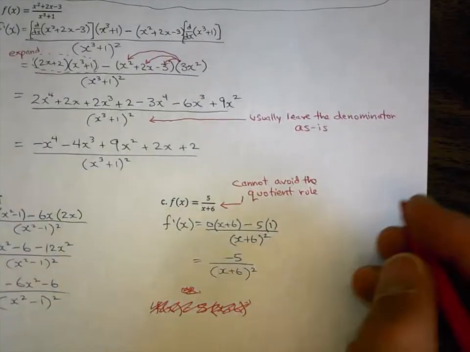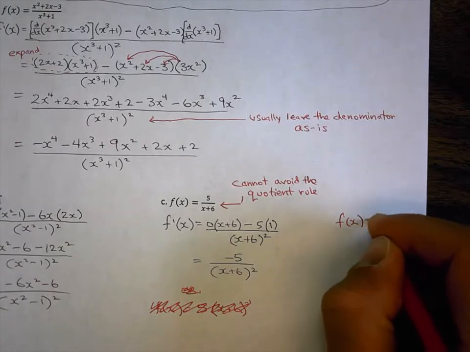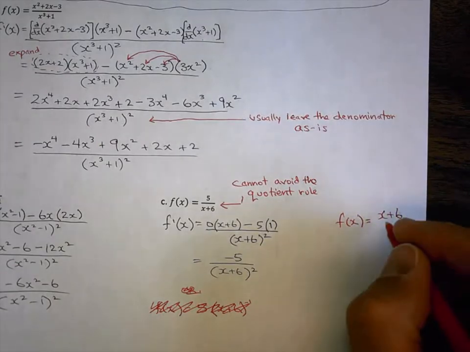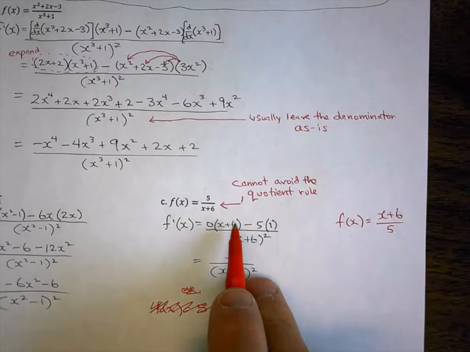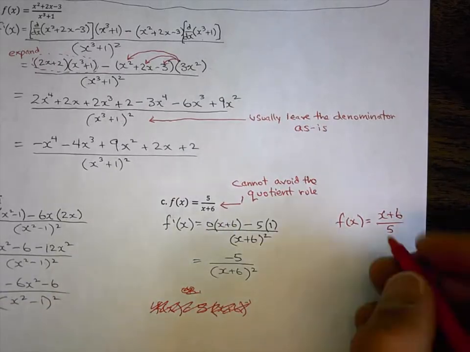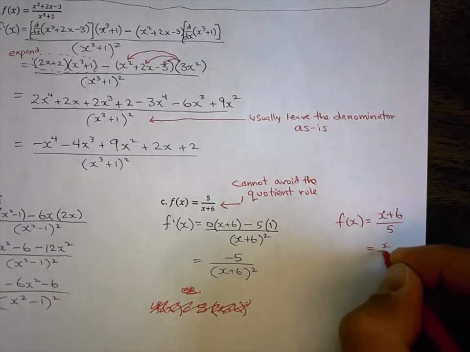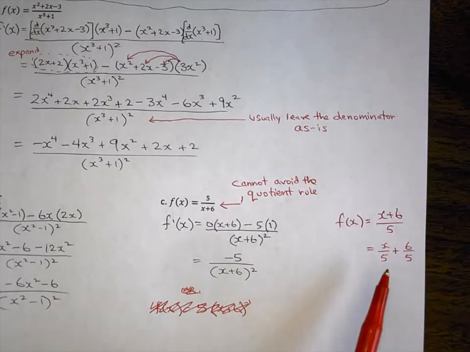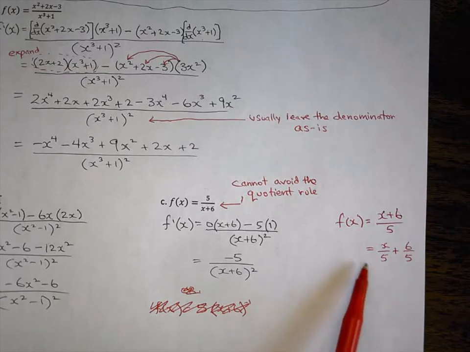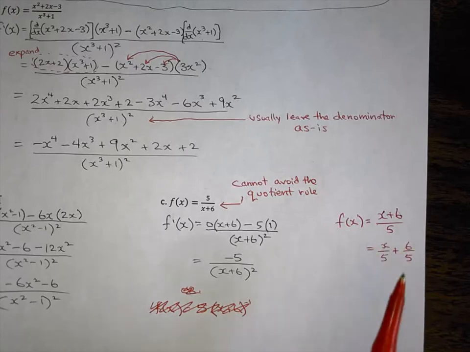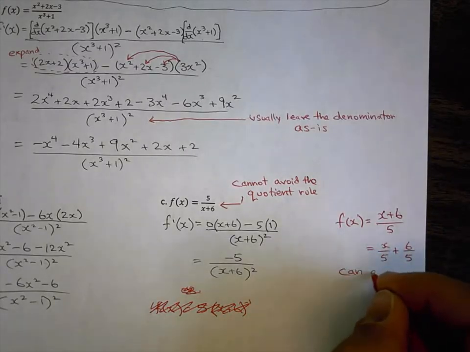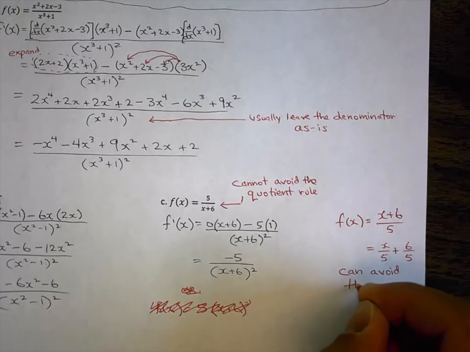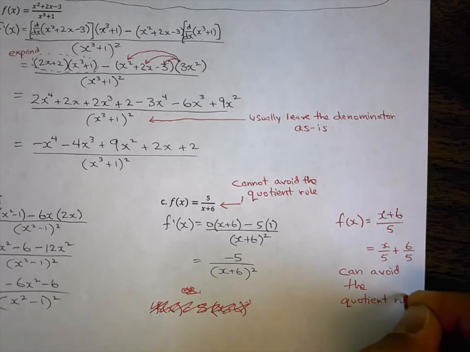Consider, on the other hand, though, f of x is equal to x plus 6 over 5. If I had the reciprocal, I could rewrite this as x over 5 plus 6 over 5. That sort of question you could actually avoid the quotient rule, because the derivative of this is just the power rule, and the derivative of this is 0. So in this case, you can avoid the quotient rule. I would recommend to avoid it if you could, because it is a lot more complicated than the other rules.